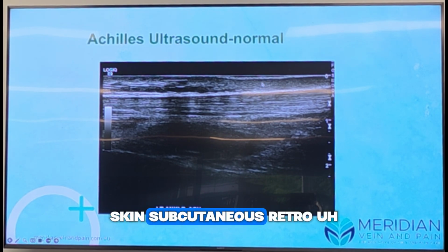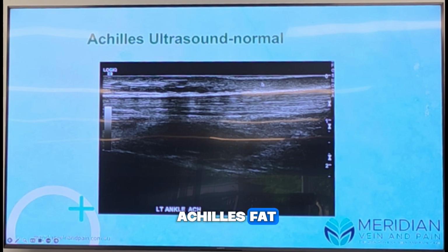Skin, subcutaneous retro Achilles fat. You've got the Achilles tendon there in a very striated, smooth appearance. You've got the Kager's fat pad there also, quite nicely seen. And then even deeper to that, you've got the soleus, and then deep to that, you've got the posterior aspect of the tibia. So that's a normal Achilles tendon. So take note of the paratenon there.